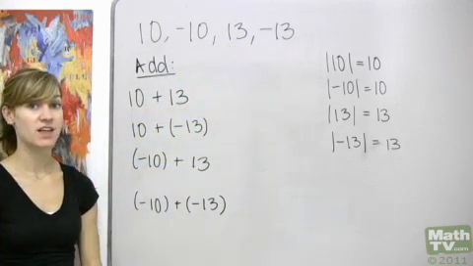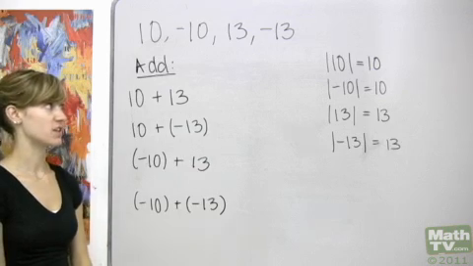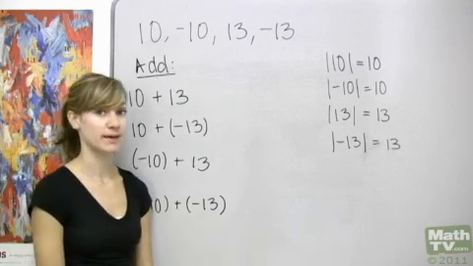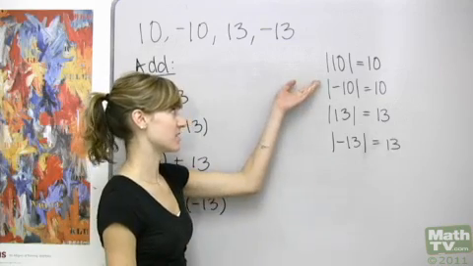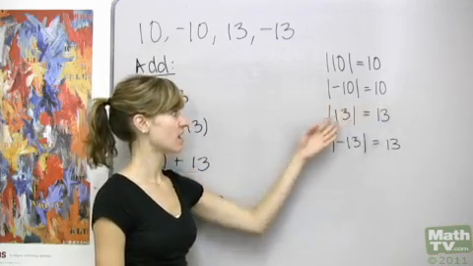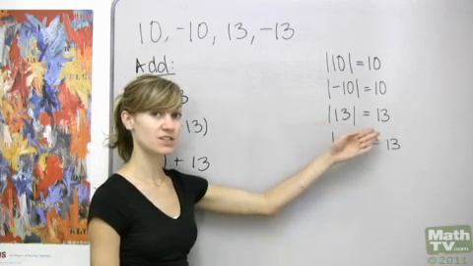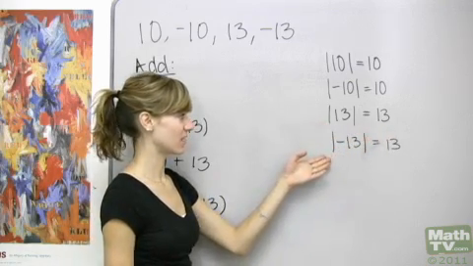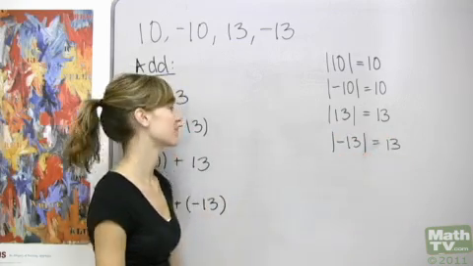Next, we will find the absolute value of each of these numbers. So, the absolute value of 10 is positive 10. The absolute value of negative 10 is 10. The absolute value of 13 is 13. And the absolute value of negative 13 is also 13.